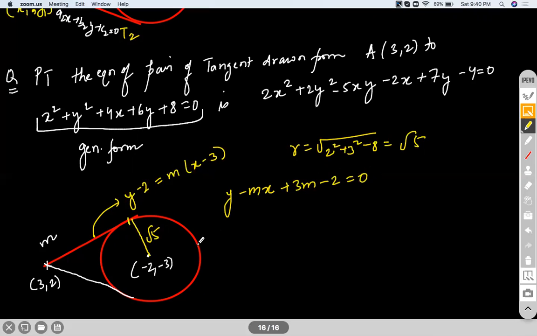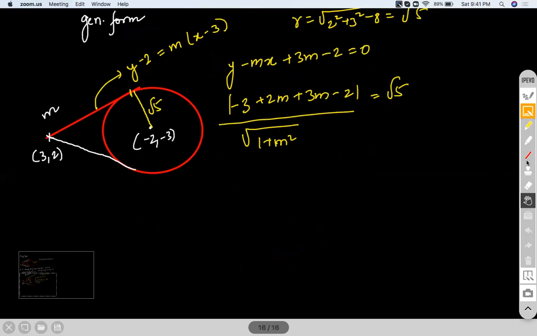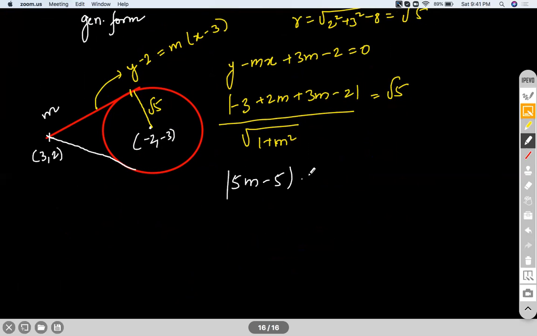So if you write this properly, it is y minus mx plus 3m minus 2 equal to 0. So from the center, the distance will be mod of -3 plus 2m plus 3m minus 2, by under root of 1 plus m square. This should be equal to √5. Can I write this as mod of 5m minus 5 is √5 under root 1 plus m square?